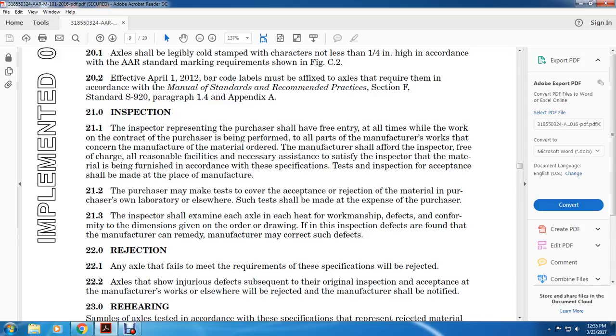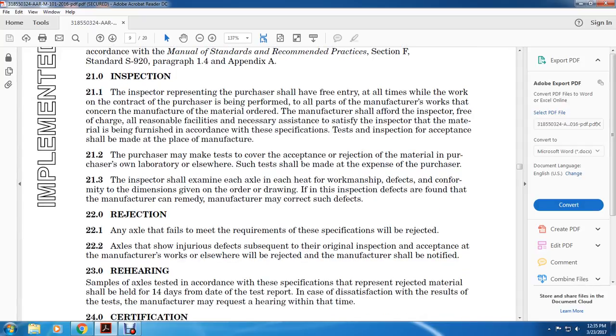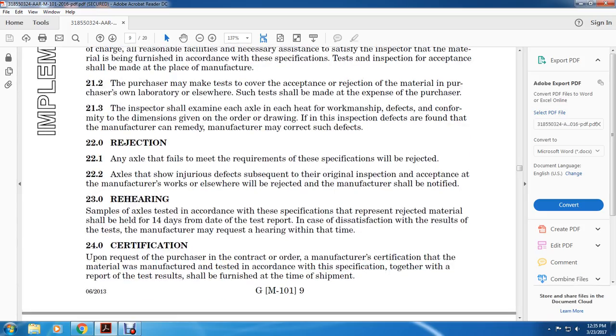Acceptance shall be made at the place of the manufacturer. The purchaser may make the tests to cover acceptance or rejection of material in the purchaser's own laboratory or elsewhere. Such tests must be made at the expense of the purchaser. The inspector shall examine each axle for workmanship defects and for conformity with the dimensions given in the order or drawing. If defects found by inspection can be remedied, the manufacturer may correct such defects.